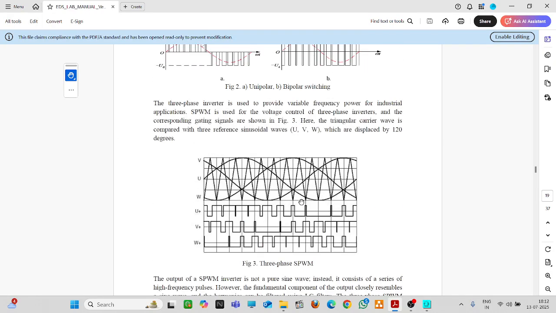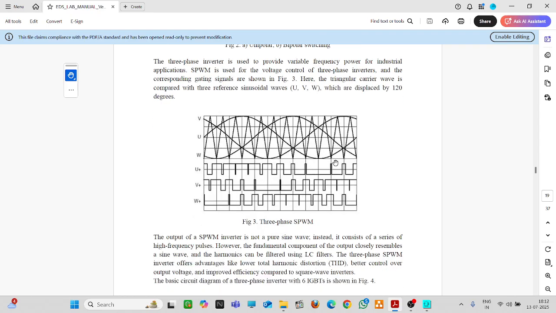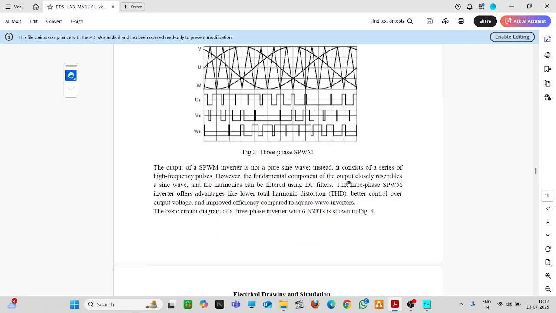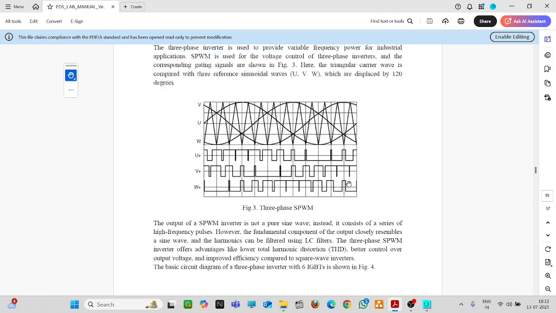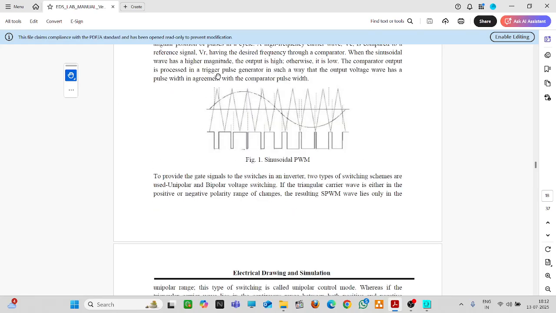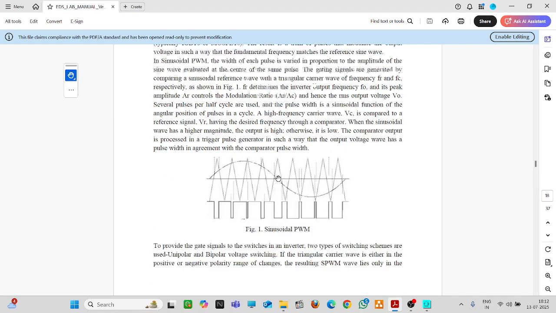And after doing that, the output voltage of the SPWM inverter, if you find the THD, that will be very, very less as compared to the THD of a square wave inverter, because what you are doing, you are shifting the lower order harmonics to a very higher frequency. So how you are shifting? Just by setting the frequency of the carrier waveform.